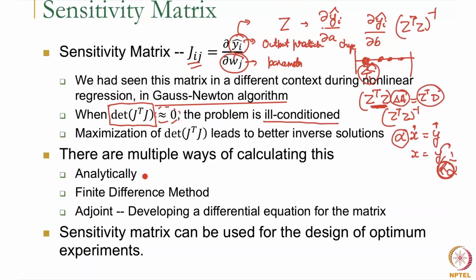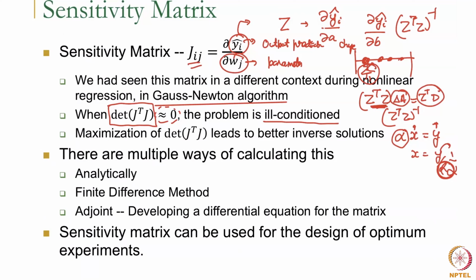Now, when we want to calculate this J, there are multiple methods to do so. We can calculate it analytically, as we did when we were doing the Gauss-Newton algorithm. Another way is to use finite difference. As I told you while doing backprop, this can be less effective. Remember, if you have a large number of parameters W, then this is actually a hard task.